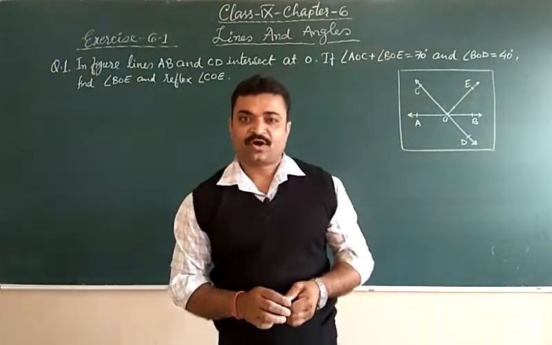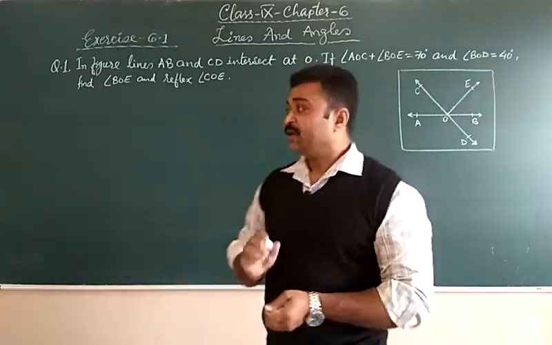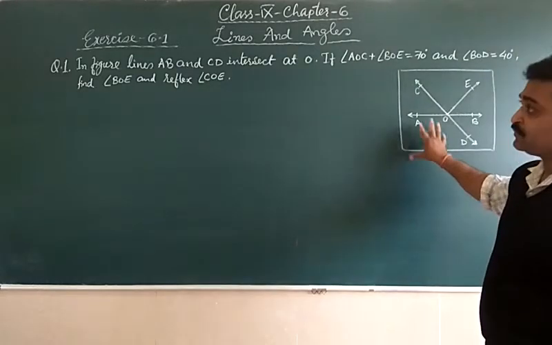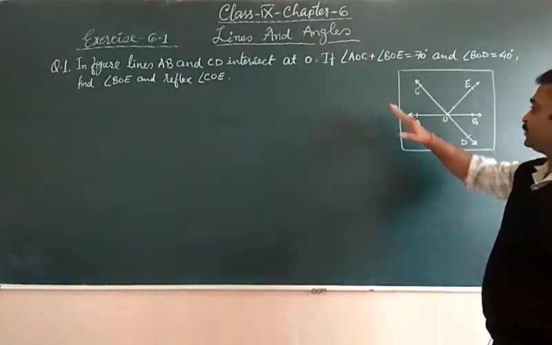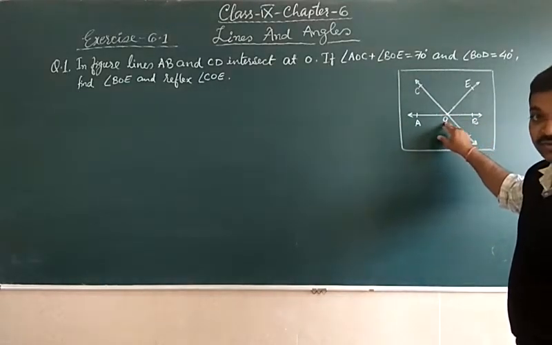Hello students, now we are going to solve questions of exercise number 6.1. In the first question we are given a figure, and in this figure lines AB and CD intersect at O. This is line AB and this is line CD, intersecting at O.